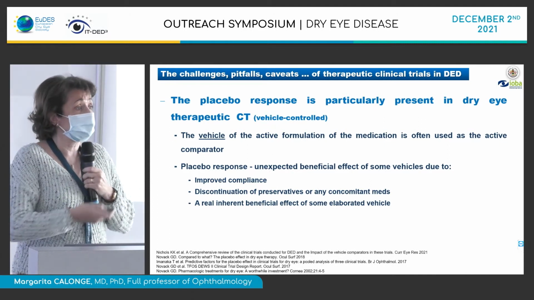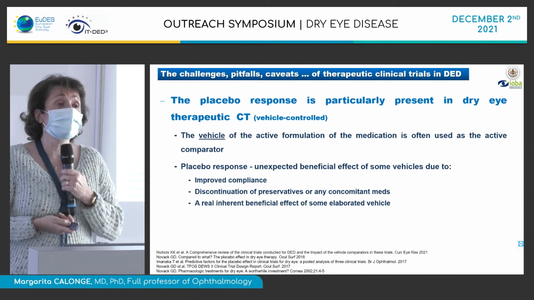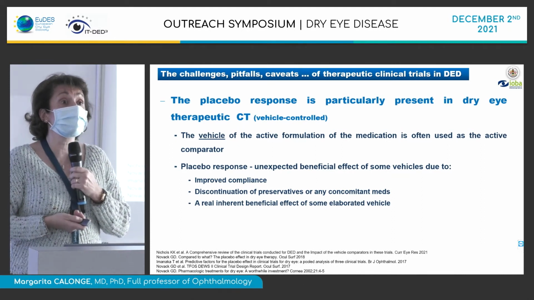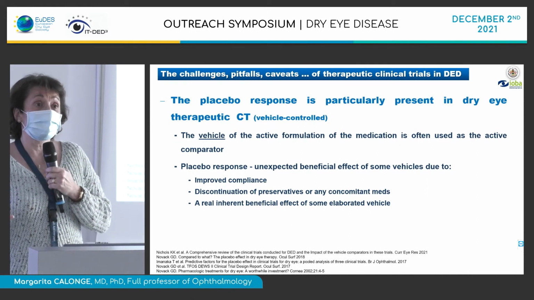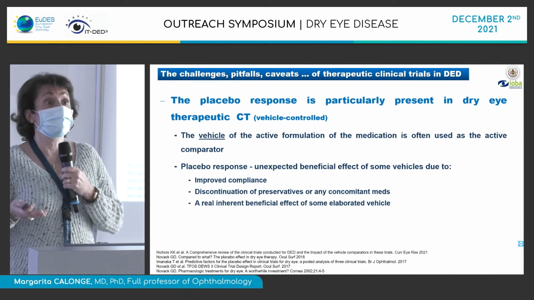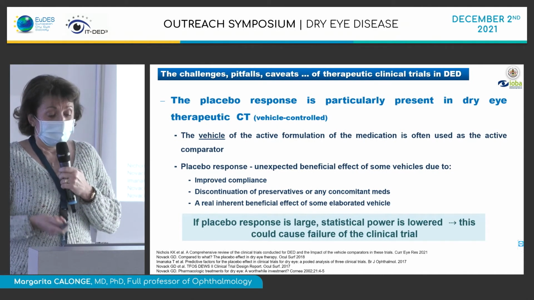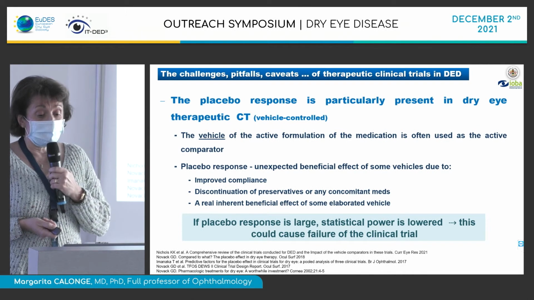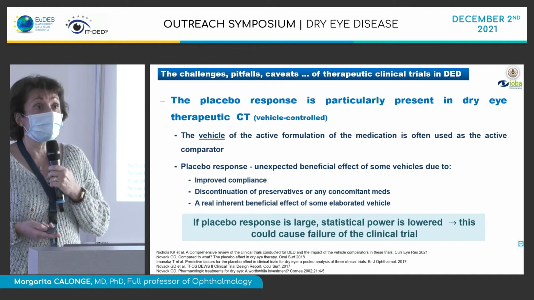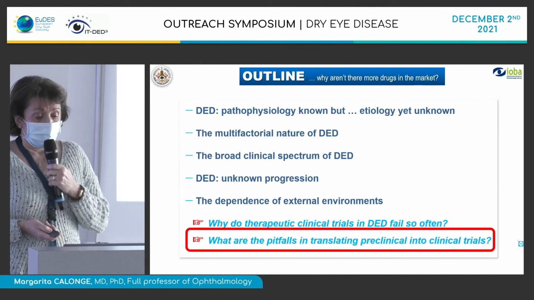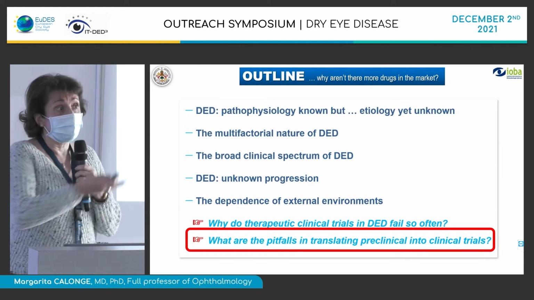And as Mike can tell you, the vehicle for cyclosporine, when he was at Allergan, was commercialized because it was a very nice vehicle. Also, the vehicle for the cyclosporine that we have in Europe now is on the market because it happened to be a very efficient vehicle. So if the placebo response is large, the statistical power is less, and this could be a cause of failure in clinical trials.